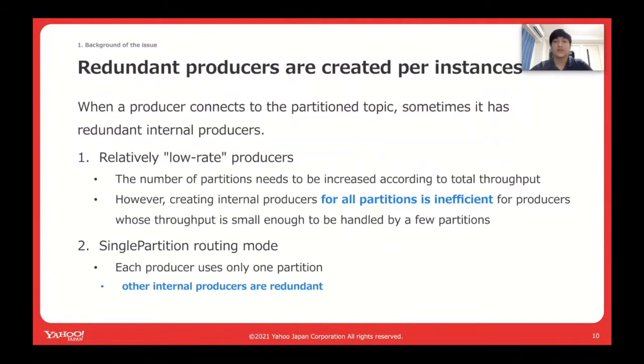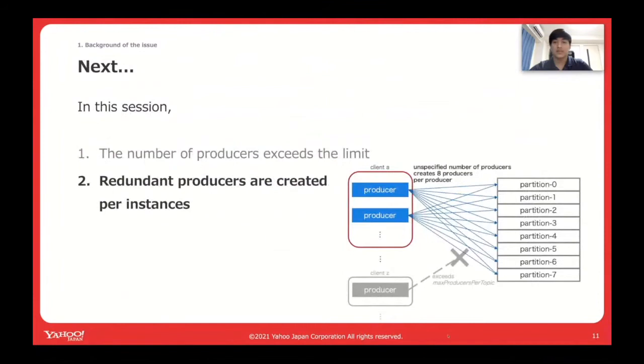Second, using single partition routing mode. A partitioned producer creates internal producers for all partitions. In this case, each producer uses only one partition. Therefore, other internal producers are redundant. In this session, I will talk about the second one.